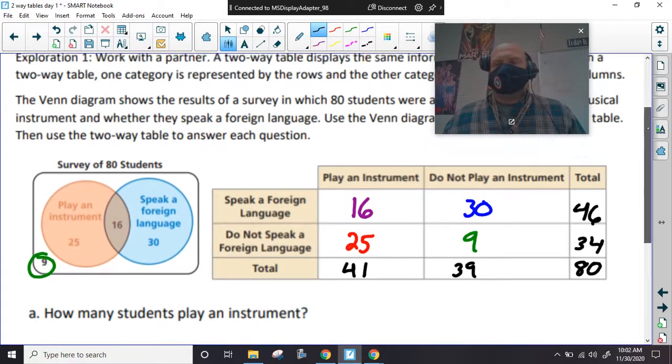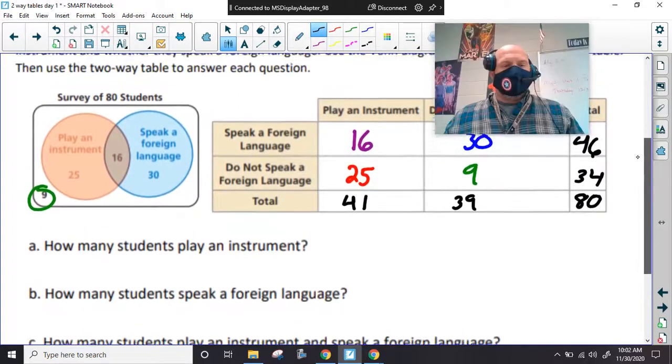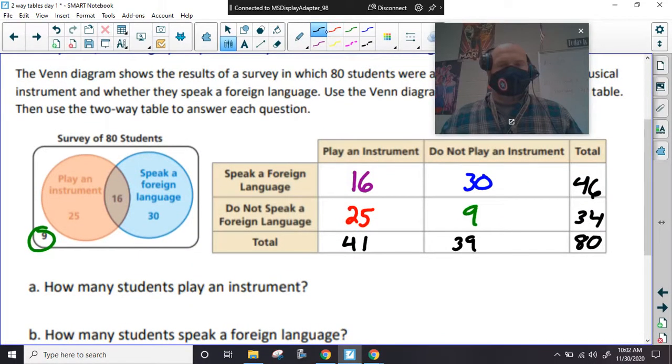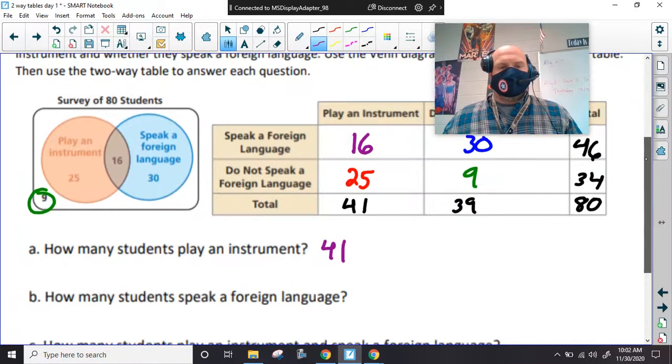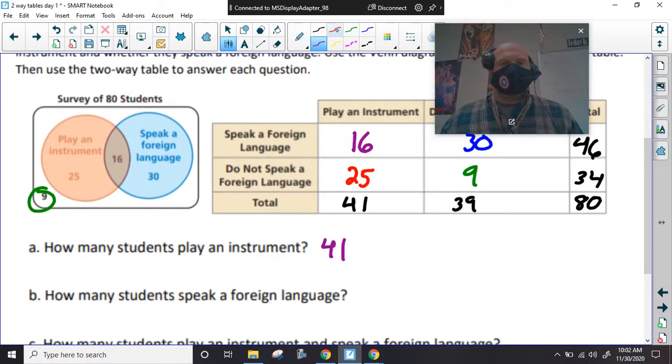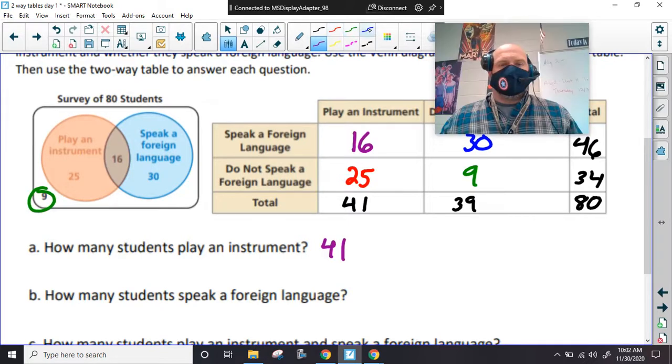So how many students play an instrument? Well, we look right here at this one. Students that play an instrument, this is 41, because that's the total of students that play an instrument. How many students speak a foreign language? Well, we're going to go across right here that speaks a foreign language. That's 46 of them.